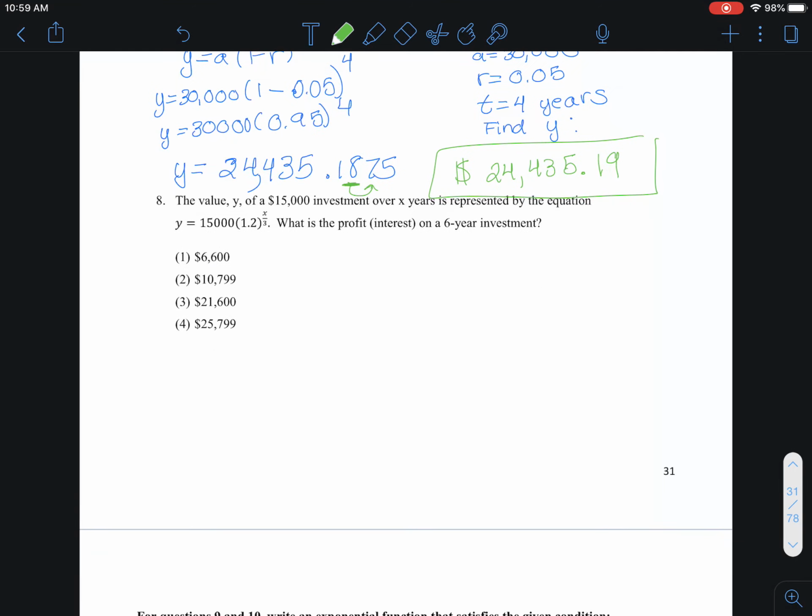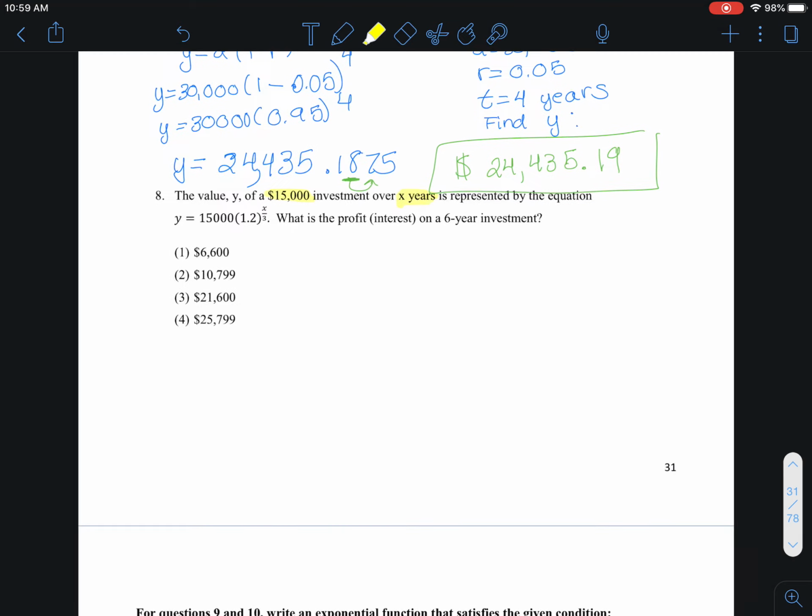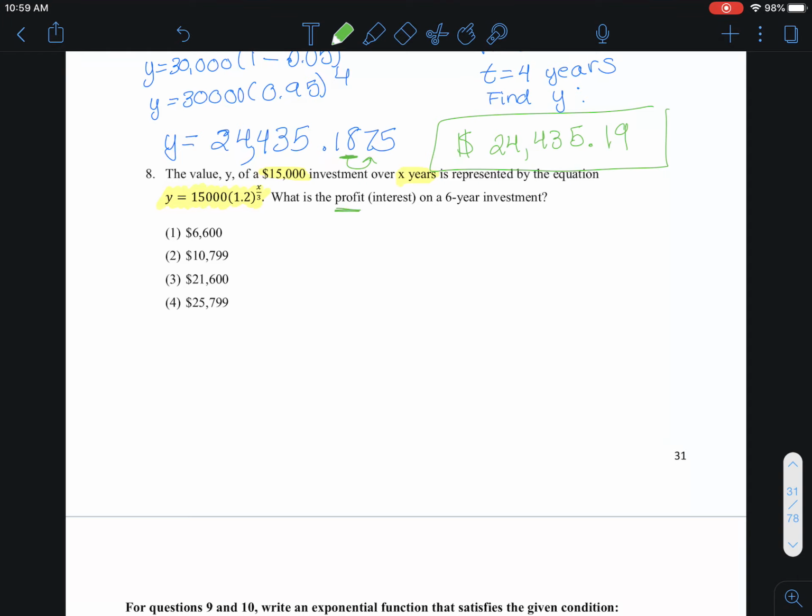The value Y of a $15,000 investment over X years. Okay, so we're given the original, we don't know how many years, is represented by the equation Y equals 15,000 times 1.2 to the X divided by 3. So they give you the equation, and they're asking, what is the profit on a 6-year investment? So this is your T value, or in this case, they're calling it X.